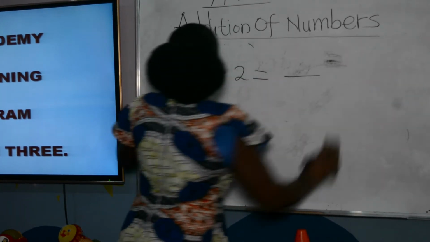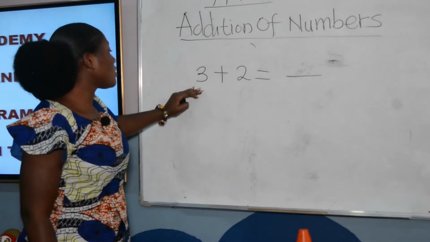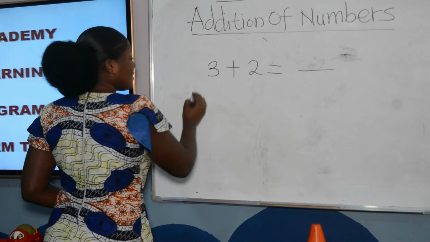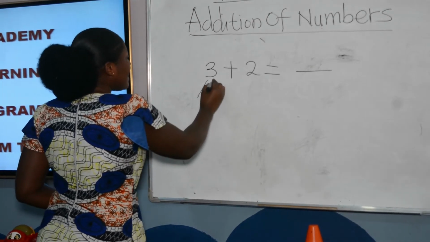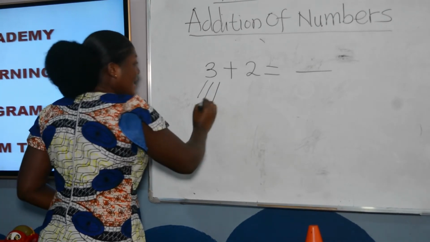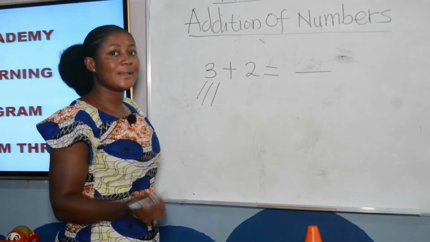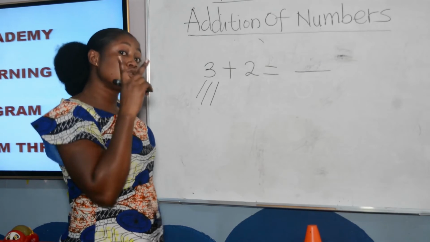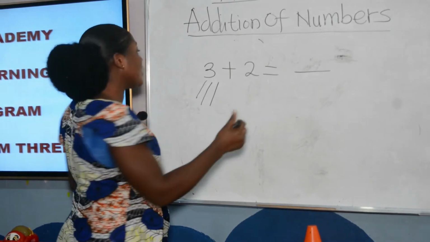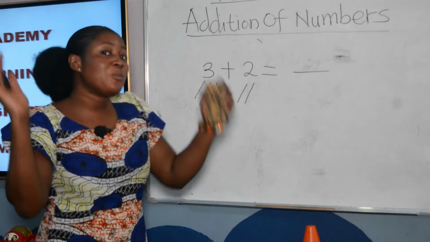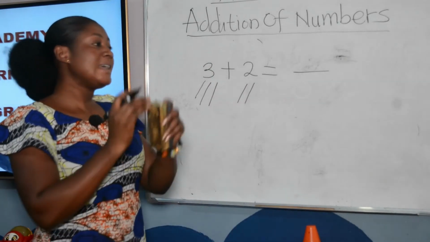So this is 3. It means you are going to draw 3 strokes. So now let's go. Count it and let me hear. 1, 2, and 3. So this is 2. So how many strokes am I going to do under it? 2 strokes. Let me see 2. This is 2. So let's go. 1 and 2. Now we are going to put them together and see what we get.